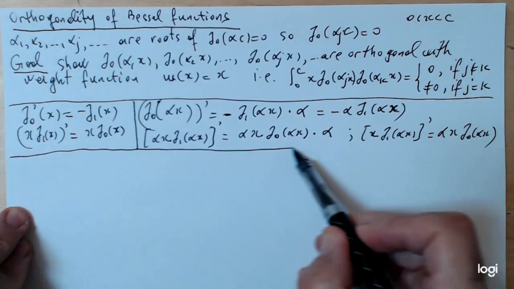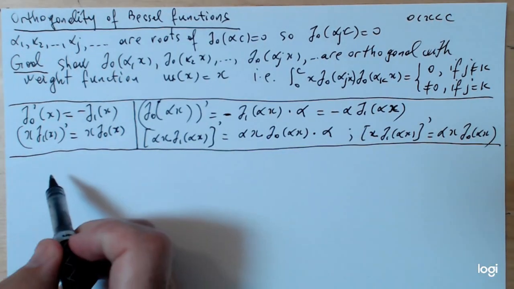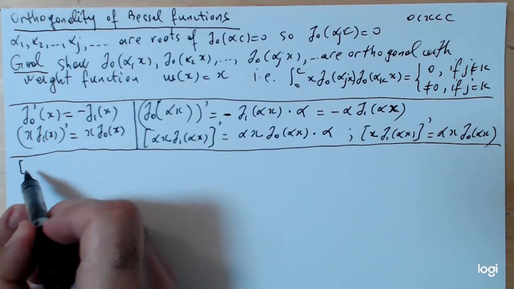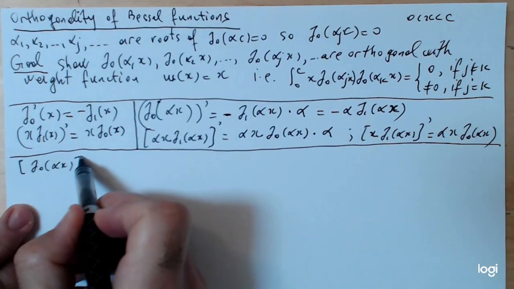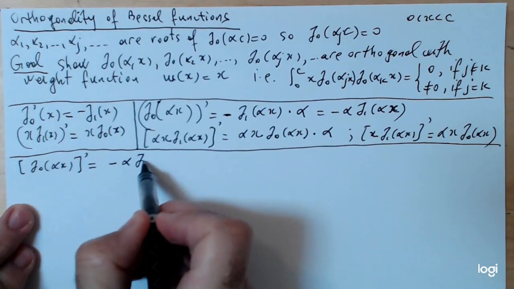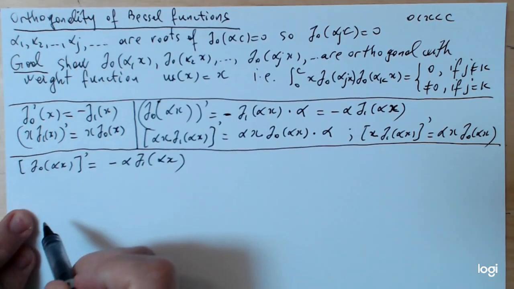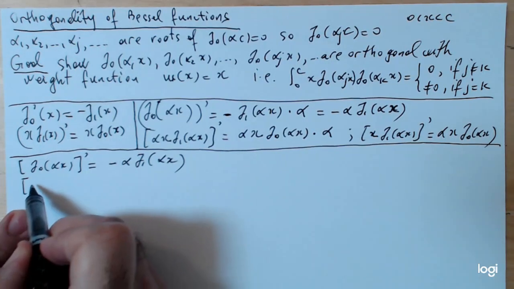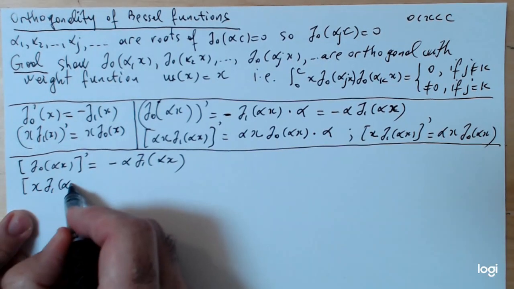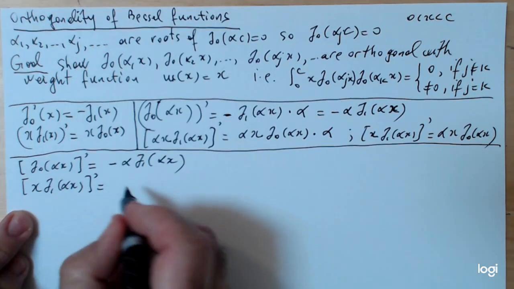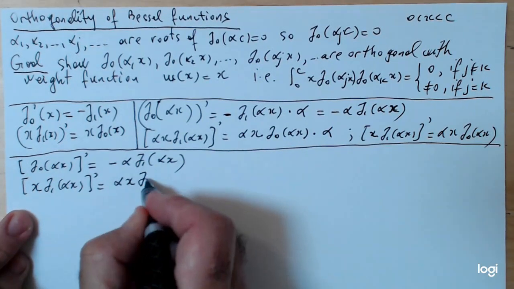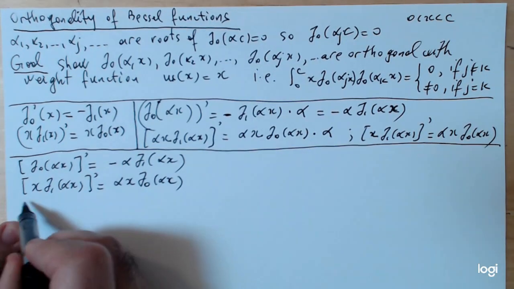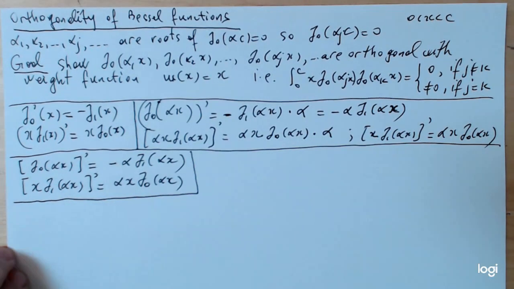All right, so let's write this down separately as two extra rules. The derivative of J0 of alpha x is minus alpha J1 of alpha x, and the derivative of x J1 of alpha x is alpha x J0 of alpha x. Because these modified formulas are what we're going to end up with when we deal with this proof.